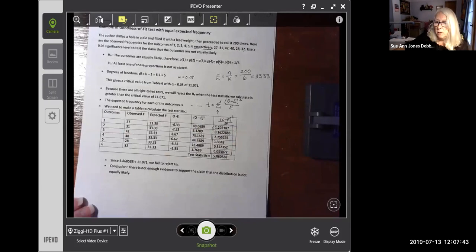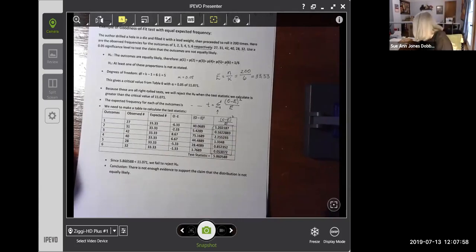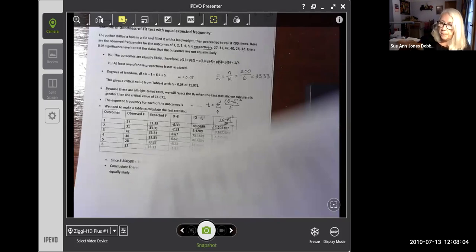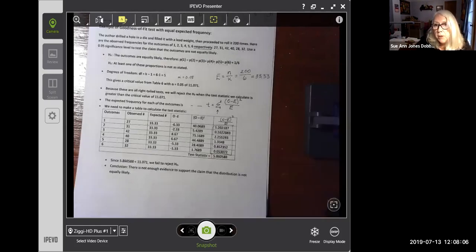Okay, so you could quite rightly say, well, that's a lot of work. Is there an easier way to do this? And yes, there absolutely is an easier way to do it. So what I'm going to do is this same problem using StatCrunch. And there is a handout for that right here, okay? That's in your course content. Okay, so I'm going to change my share to my screen.